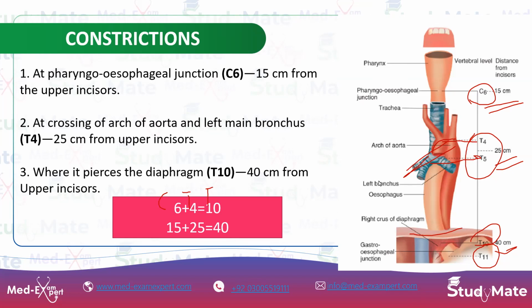और अगर इंसाइजर से इसको मेजर करना शुरू करें तो 15 सेंटीमीटर पे फर्स्ट कंस्ट्रक्शन होती है. Second constriction is at 25 centimeter, and if you add these 15 plus 25, it becomes 40.